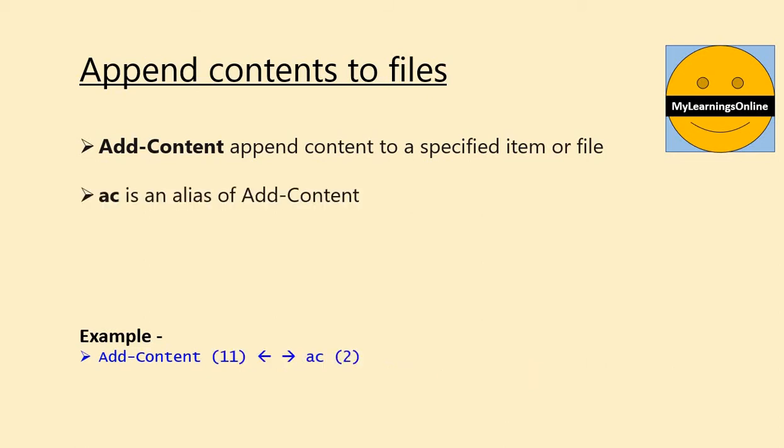Like we already know, aliases are very helpful in reducing code typing time and code length itself. Personally, I always recommend using aliases as much as possible. AC is an alias of the add-content command. In this example, we can easily see the benefit of using an alias. The command has 11 characters, but the alias has only 2 characters.